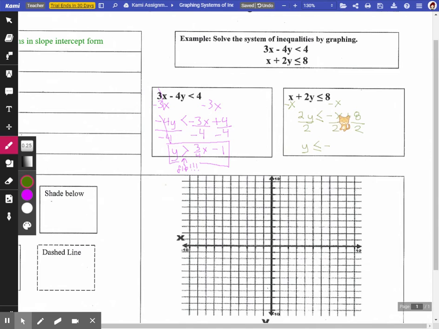to negative. Remember, you have that invisible coefficient. So this wasn't really negative x, this was really negative 1x. So negative 1/2 x. Positive divided by a positive is still positive. 8 over 2 is 4. So now I have my inequality solved.